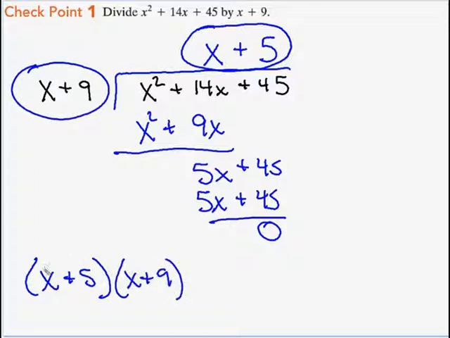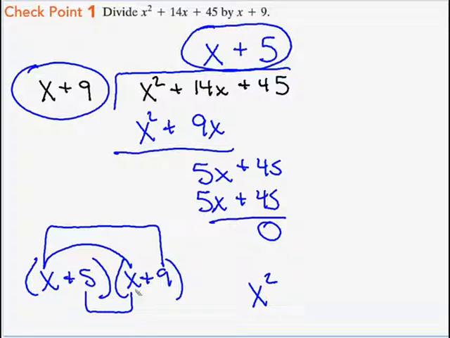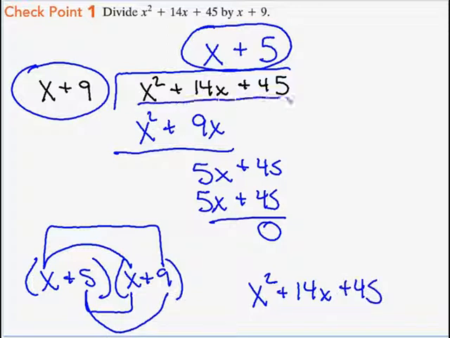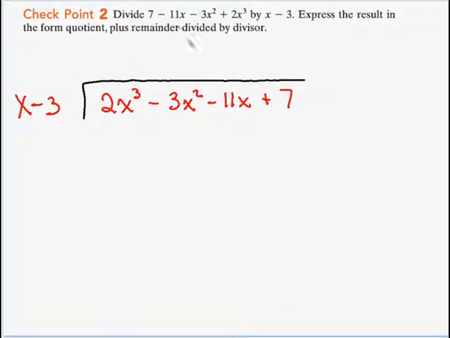If I FOIL this out, I get x times x is x squared. My outers are 9x, my inners are 5x, that adds up to 14x. And then my last term times last term, 9 times 5 is 45. And that's exactly what we started with up here. All right. Next one had to be rearranged in proper order, but every power of x was accounted for.